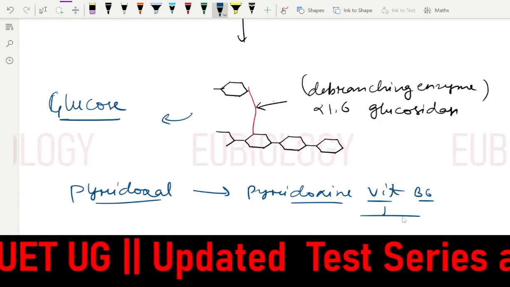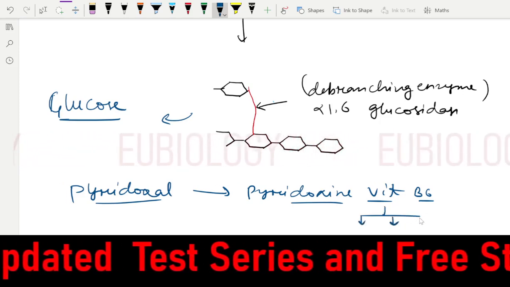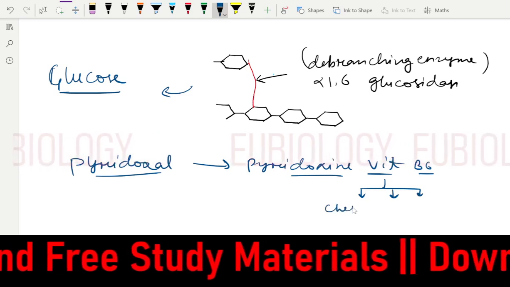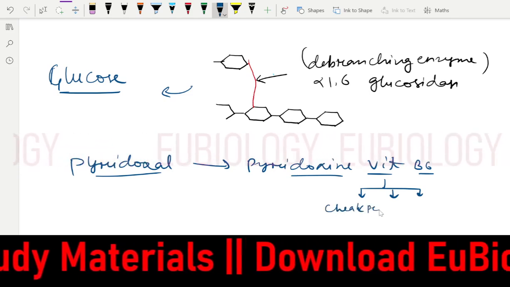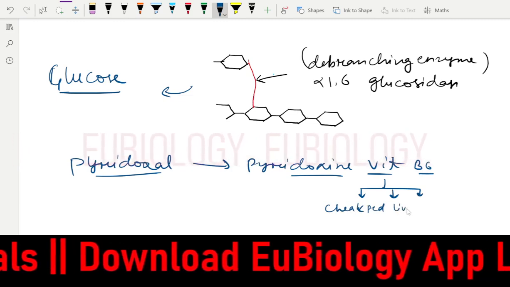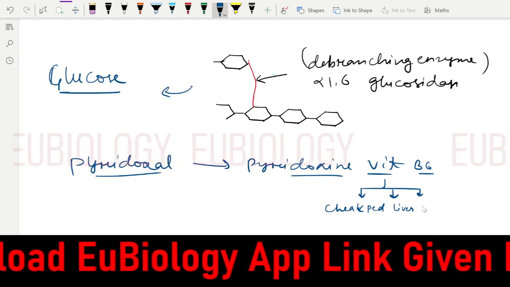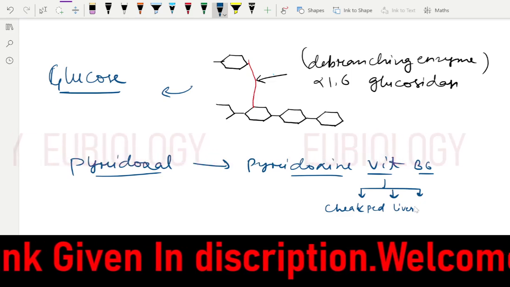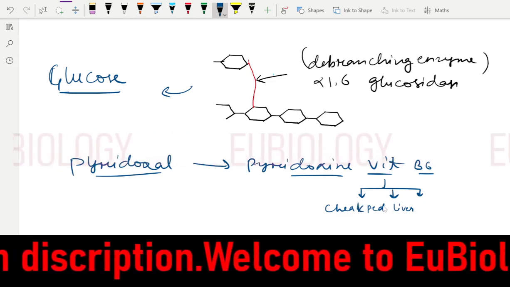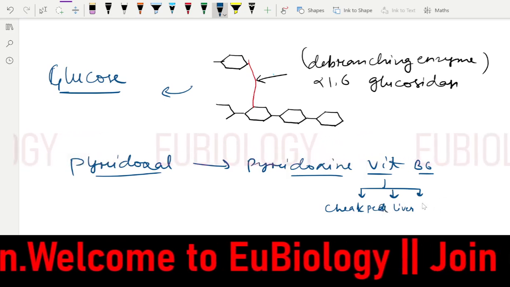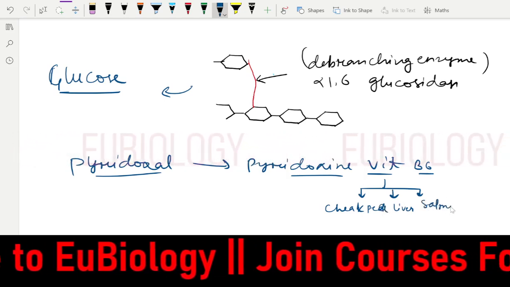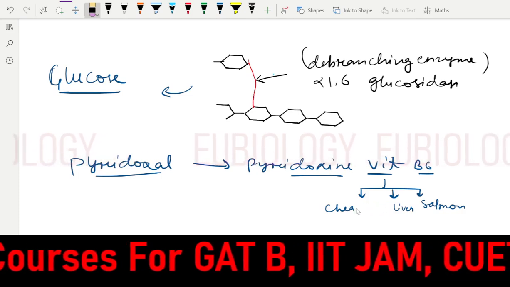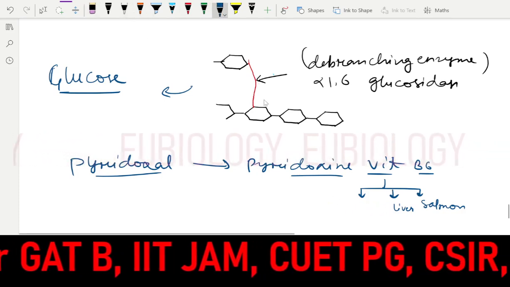There are three important sources of vitamin B6. Can anybody guess? First is chickpea, second is the liver of any animal like goat or other organisms, and then salmon fish or other fishes. So you can get it from there.